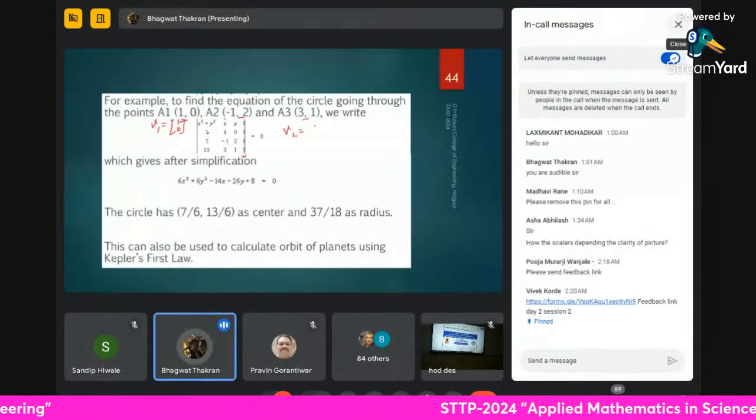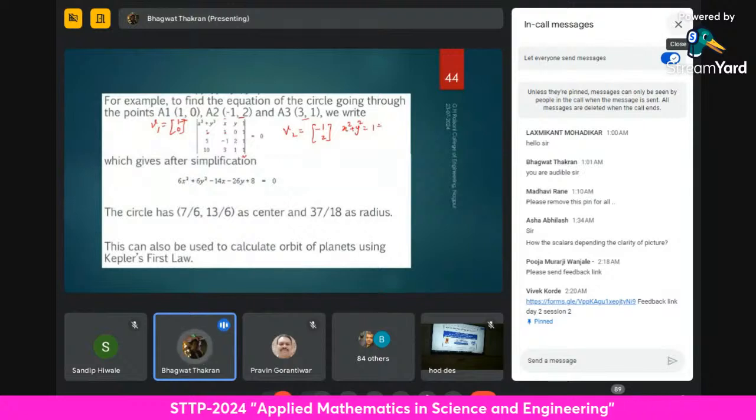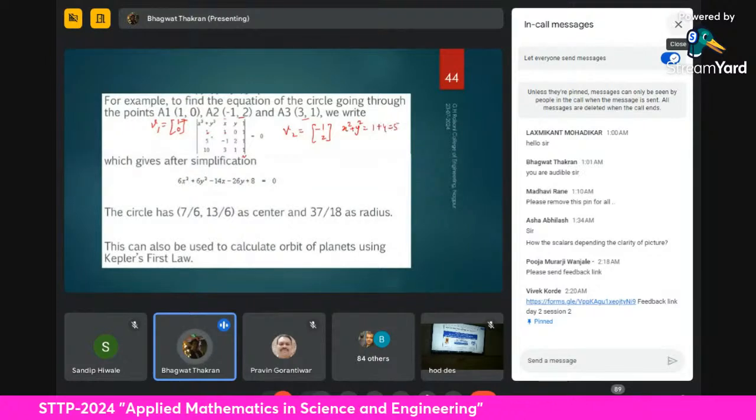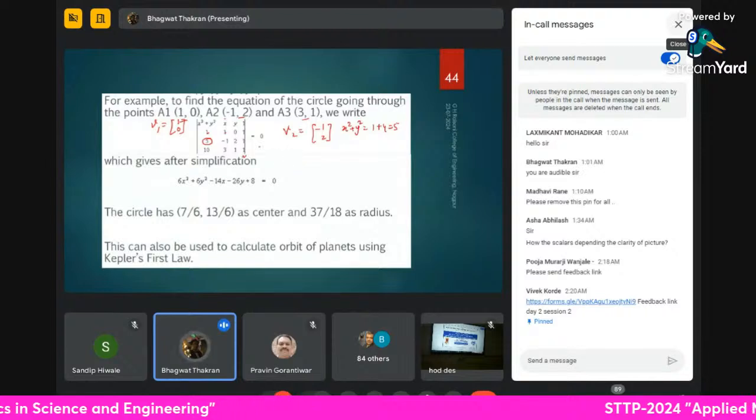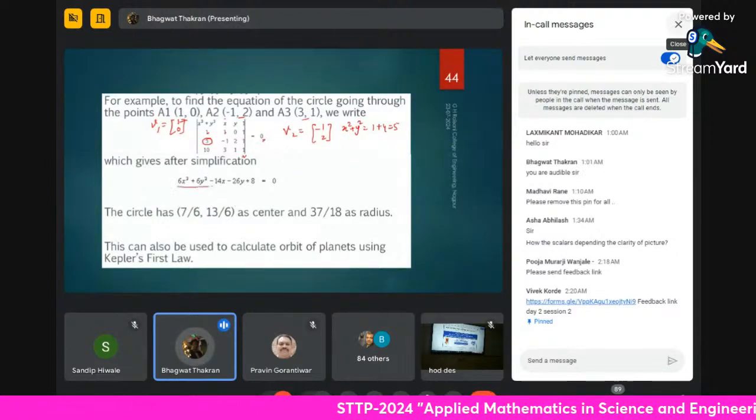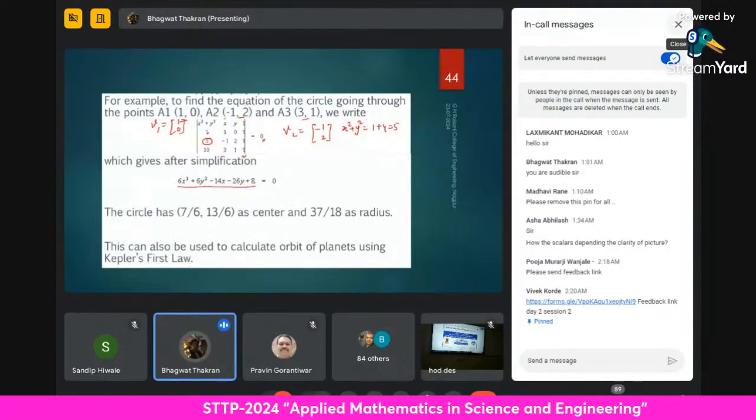Similarly, x square plus y square is nothing but 1 plus 4, which is 5. As you can see, my third row, the first element. So the determinant of this, the moment I take 0 and simplify, this is my equation.